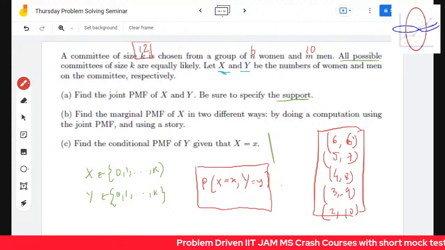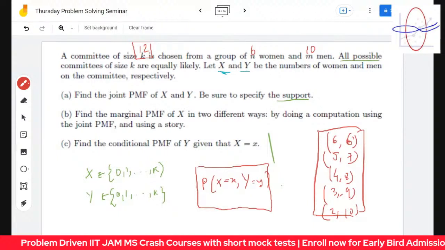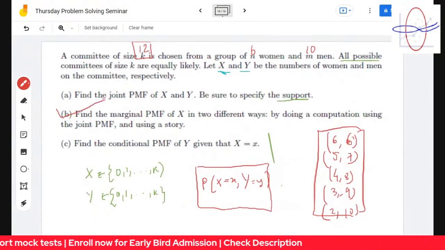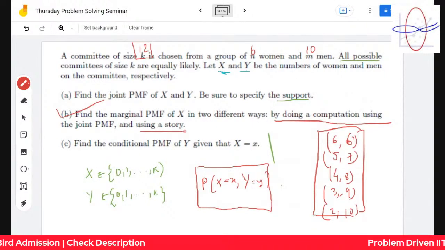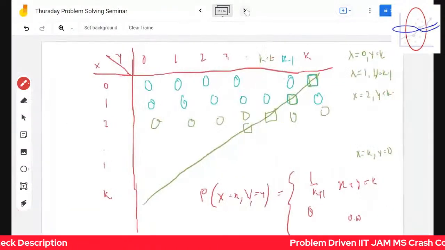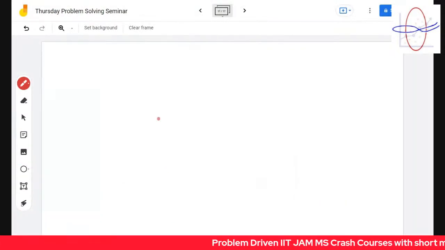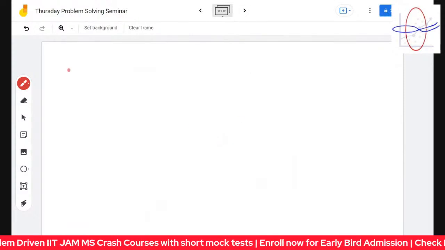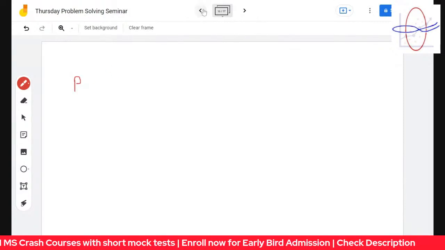Next part says that we have found a joint PMF. So the next part specifies: find the marginal PMF of X in two different ways, by computing using the joint PMF and using a story. Okay, so let's make a story first, and then we can calculate it. So what's the story? We're going to find the marginal probability.